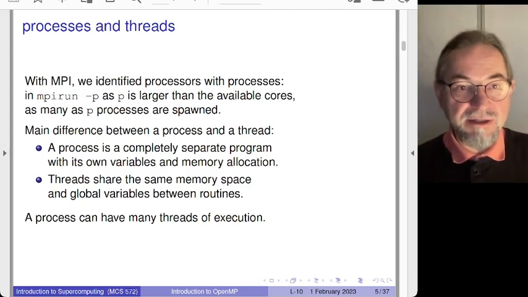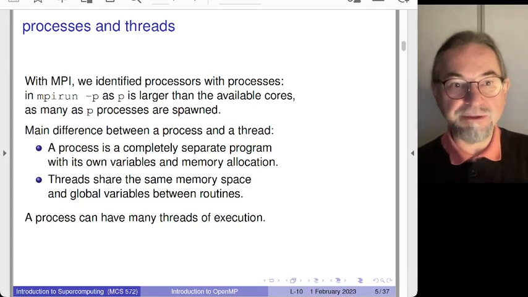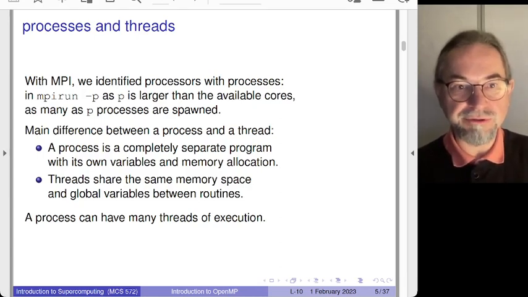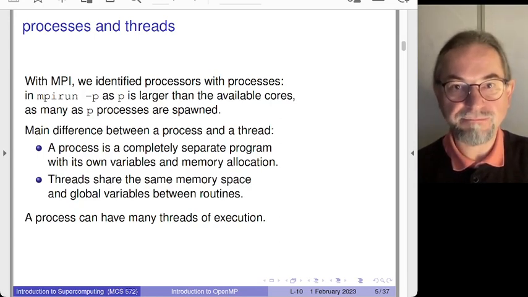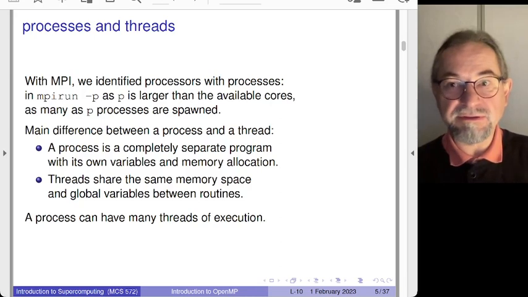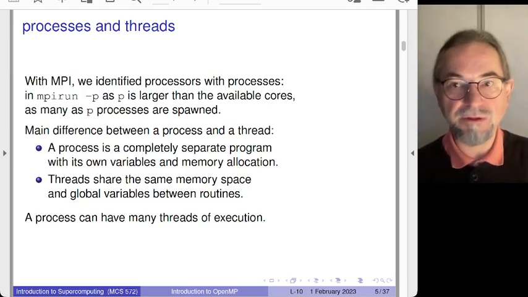With threads, we actually have many threads within a process. All the threads share the same memory space, and also the global variables between the functions, between the routines. So it's a much finer way to address parallelism than multiprocessing. It is also separate from multitasking. In a later lecture, I will define multitasking, but this is multi-threading.